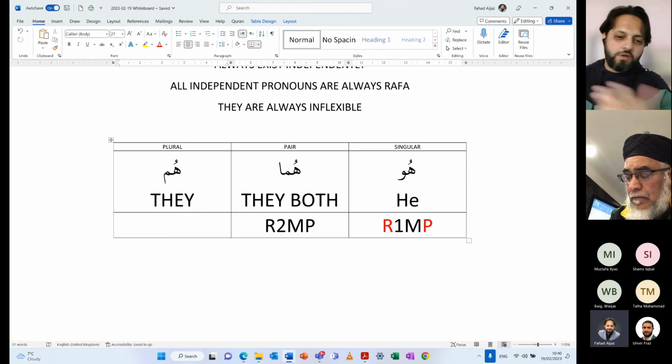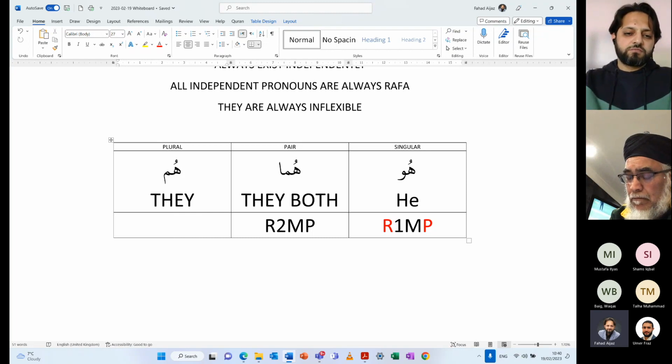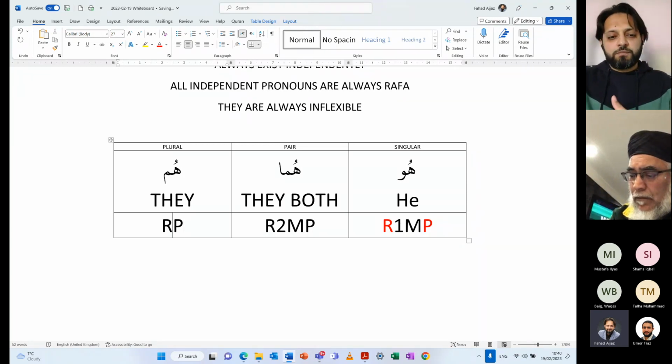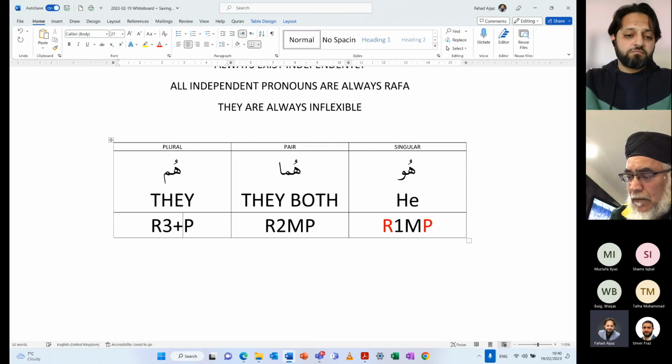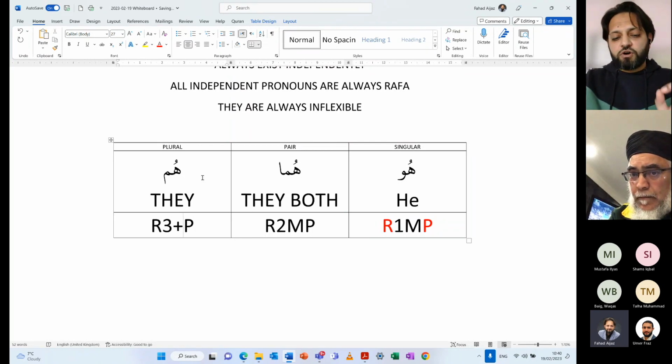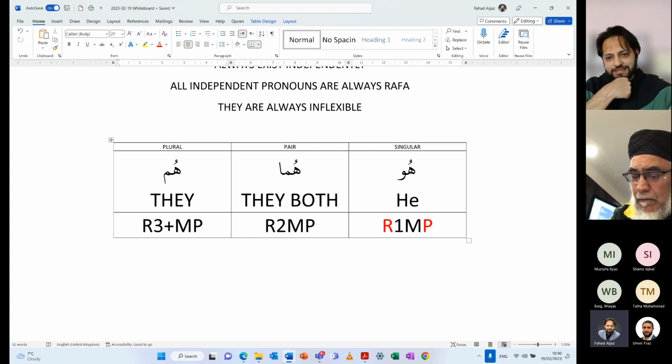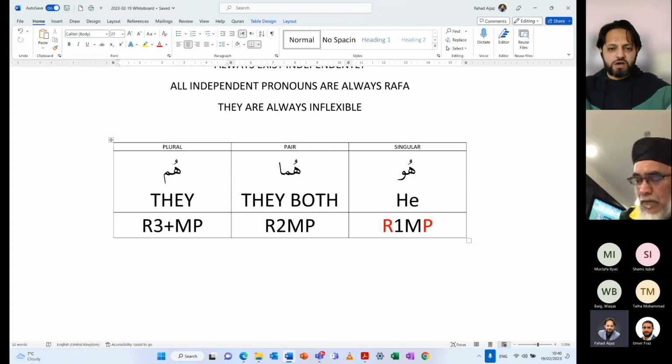And now, what is going to be the status? Rafa, because it's independent and we know that. Is it going to be proper? Yes. We're talking about plural, so it's going to be 3 plus, and we're only talking about masculine. Right now, we're only talking about masculine. Okay. Hua, huma, hum. Now, this is where we need to sing together a little bit. Hua, huma, hum.